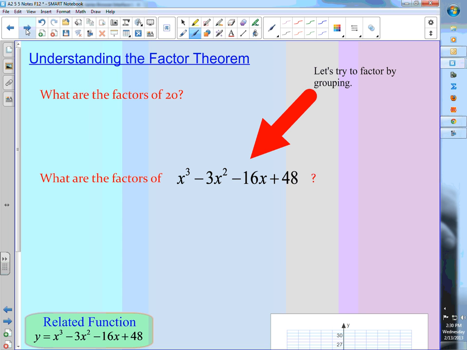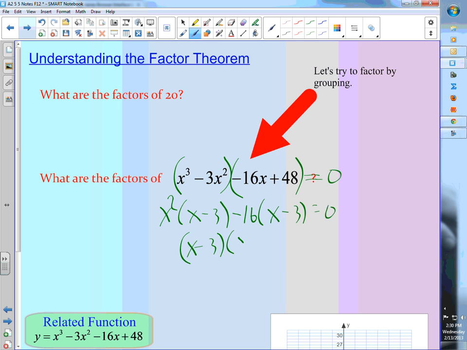The other things we need to know are the roots. And we haven't been able to find the roots. But if we could factor this, for example, if we could set it equal to 0 and factor, we could find the roots. Now in this particular case, how do you factor it? You'd have to group it. And you could factor out an x squared, and you'd be left with x minus 3. And a negative 16, you'd be left with x minus 3. And you'd have x minus 3 and x squared minus 16. X minus 3 times x plus 4 and x minus 4.